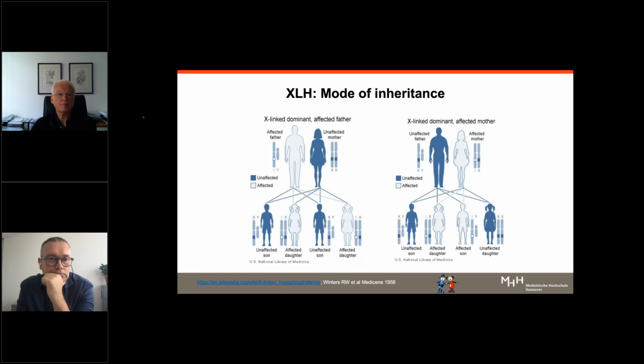So having said this, the mode of inheritance: if you have a positive family history and you want to know if it's probably XLH, if the father is affected, then all boys will be unaffected, but all girls, all daughters, will be affected. On the other hand, if the mother is affected, then half of the boys and half of the girls are affected.